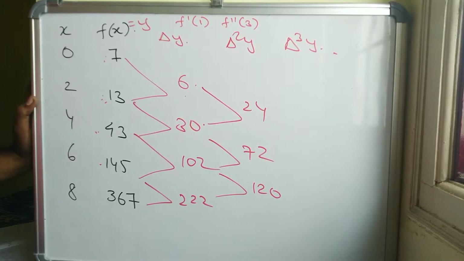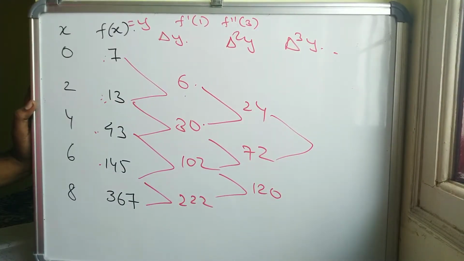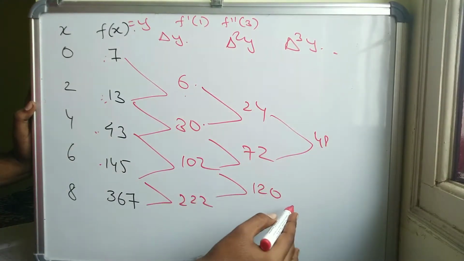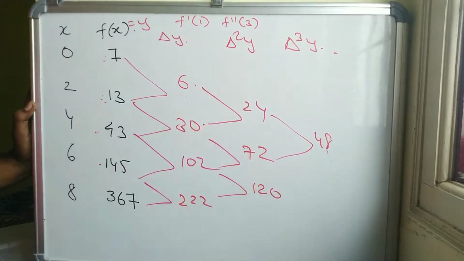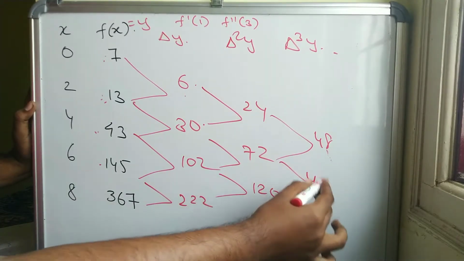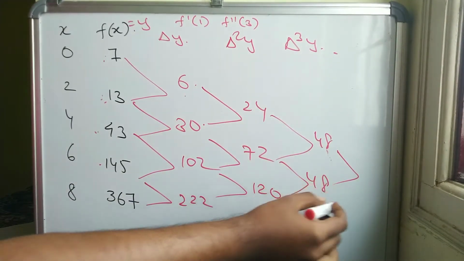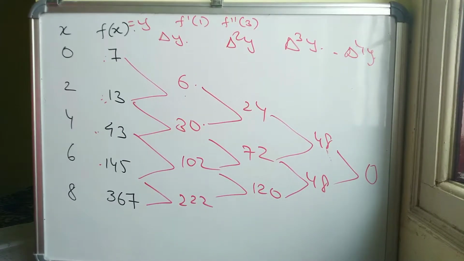Okay, now delta cube y: 72 minus 24, 48. Now 120 minus 72 is also 48. Okay, now 48 minus 48, 0, that is delta power 4 y.